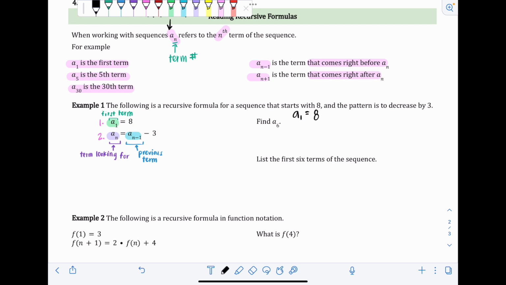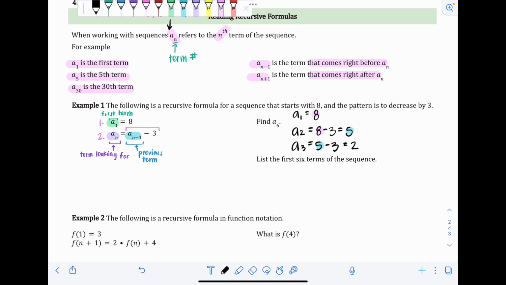And then to find A2, the rule is right here. So we have to take the previous term and subtract 3. So the previous term is 8, so that'll go here. And then we have to subtract 3, so A2 would be 5. And then to get the third term, that'd be A3. So to get the third term, you have to take the previous term, which was 5. It was the second term, so the 5 goes here. And then from that previous term, you subtract 3, so 5 minus 3 is 2.